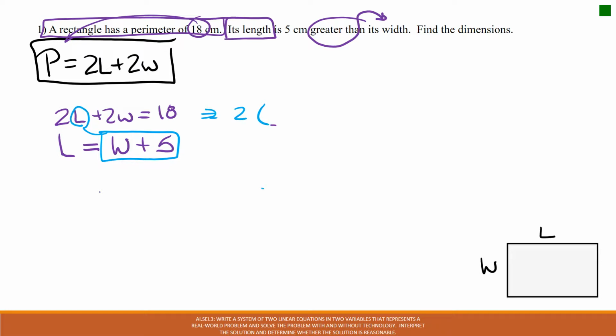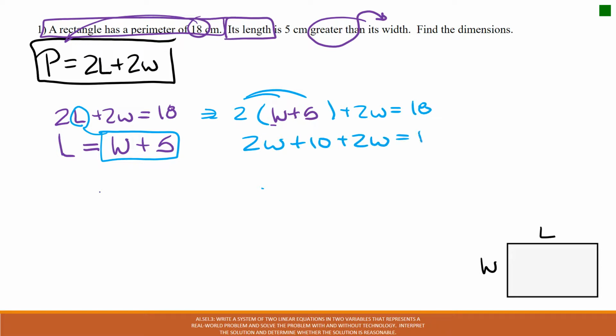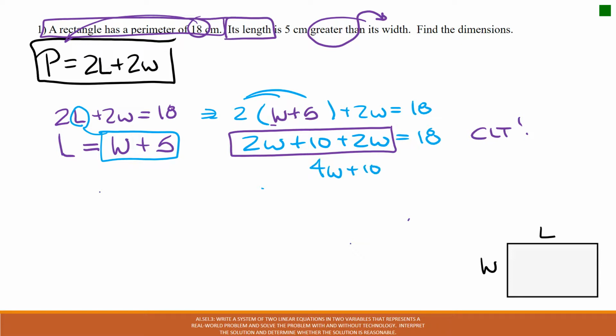So I'm going to do 2L plus 2W equals 18. And what am I going to put in place of length? Width plus 5. I'm going to distribute: 2W plus 10 plus 2W equals 18. Remember, the whole trick here is combine like terms. 2W plus 2W is 4W plus 10 equals 18. Subtract 10. 4W equals 8. Divide by 4.